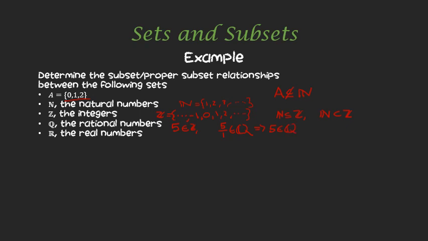And you can do this, right? 5 wasn't special. We could do this with any integer we want, including 0. Right? 0 divided by 1 is still 0. And so every integer is also a rational number. So what we can say here is, again, that the integers are a subset or equal to the rationals.